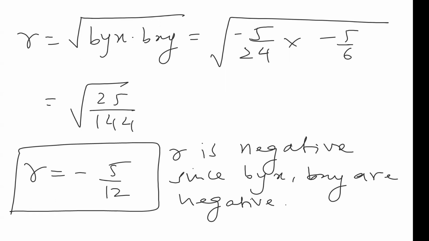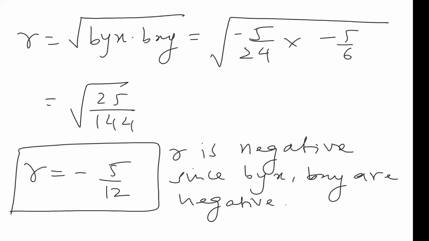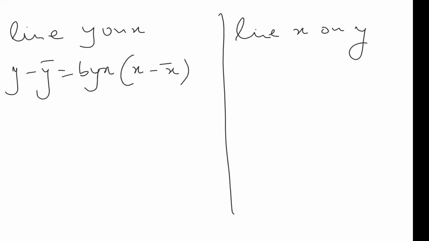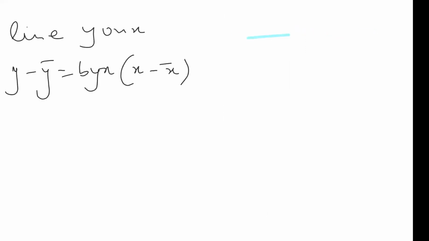Now we got r, and it's easy for us to calculate the equations. I'll give you the procedure for calculating them. We have line y on x and line x on y. Line y on x is y minus y bar equals byx into x minus x bar. I'll calculate one line for you, and you can do the other on your own.